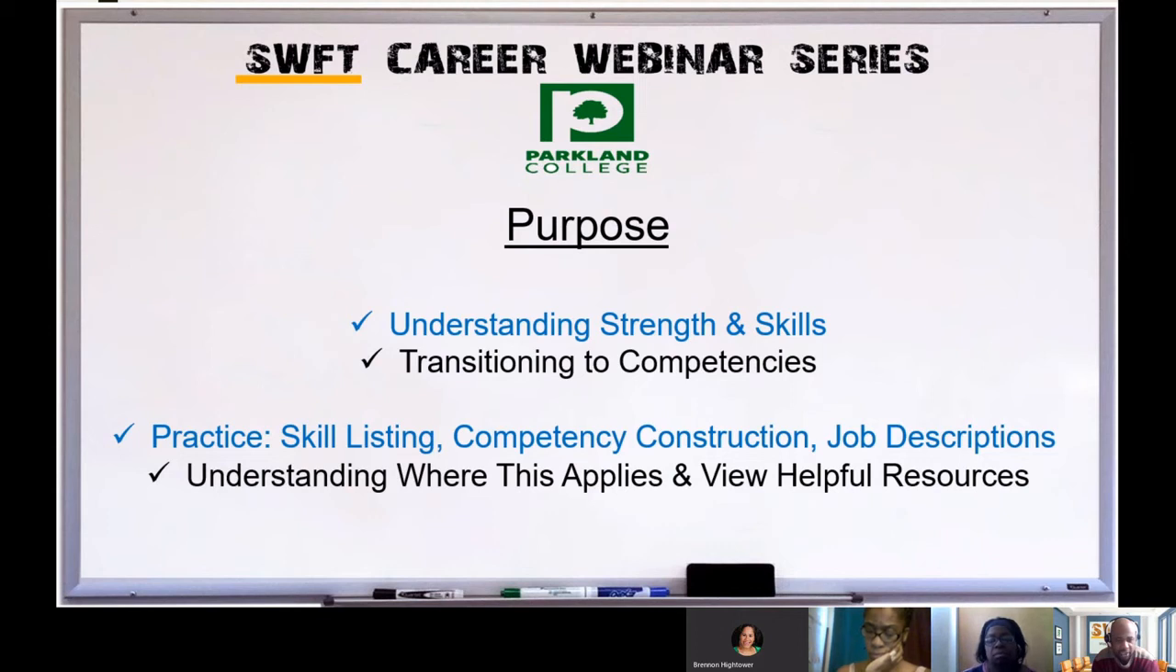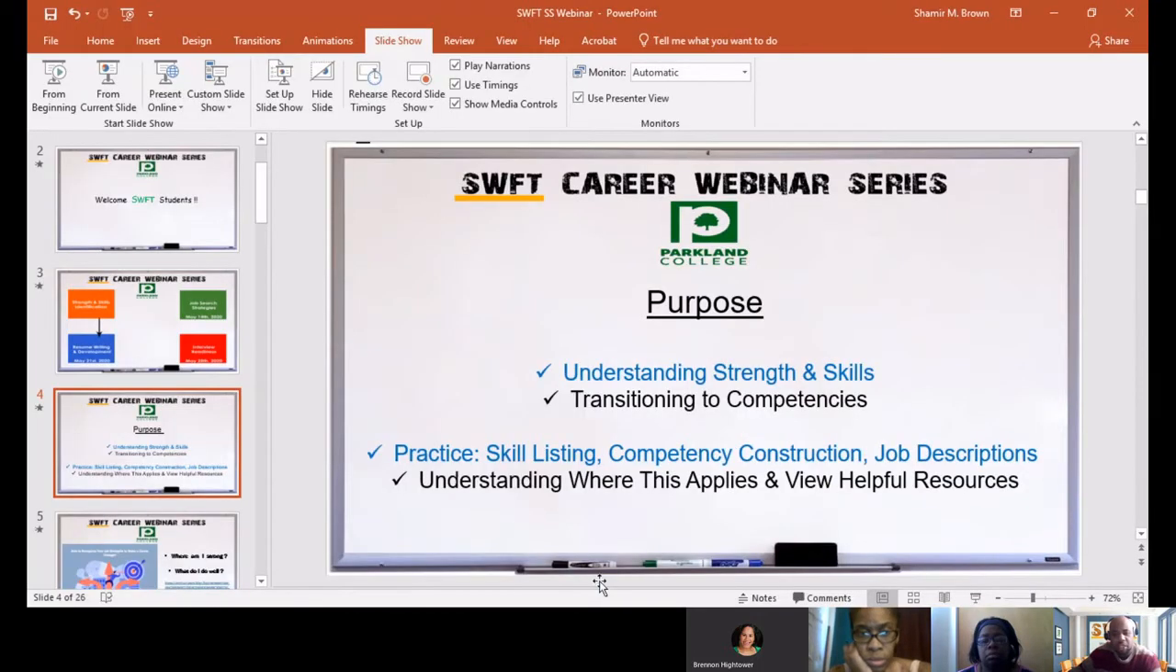We're going to have some practice exercises where we list skills, construct some competencies, and put together a job description and reword it from the way we originally might state it, then look at a better way we could word it on paper. Then we're going to develop a better understanding of how all of this applies and take a look at some helpful resources that may be of use to you.